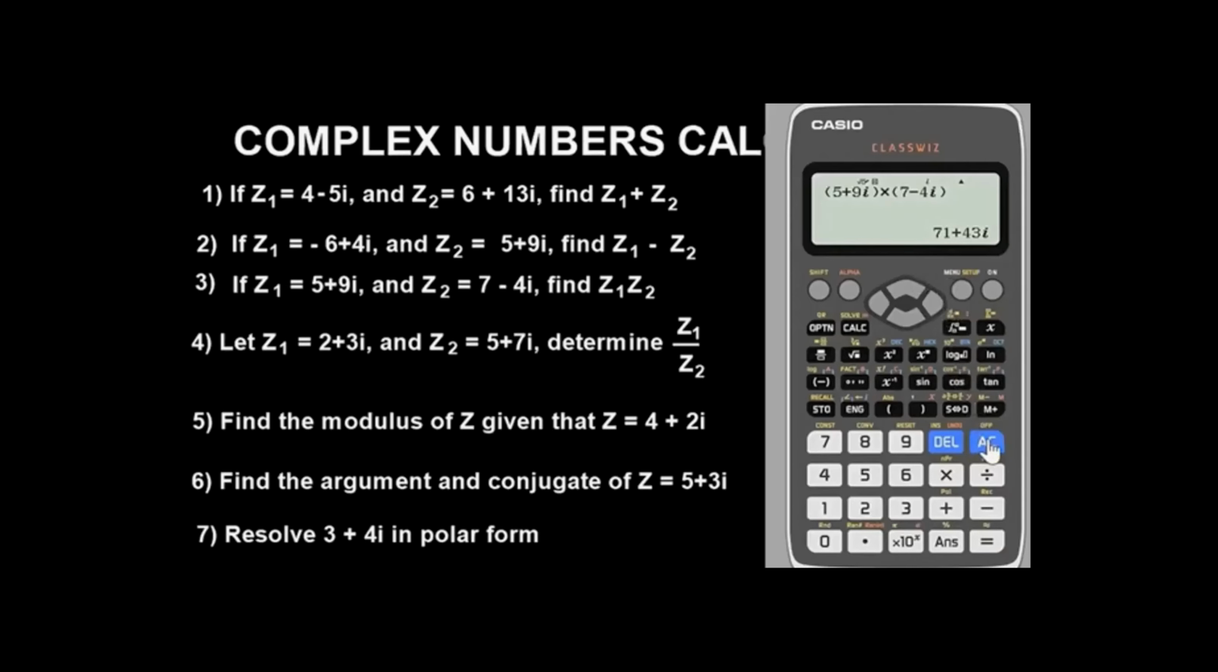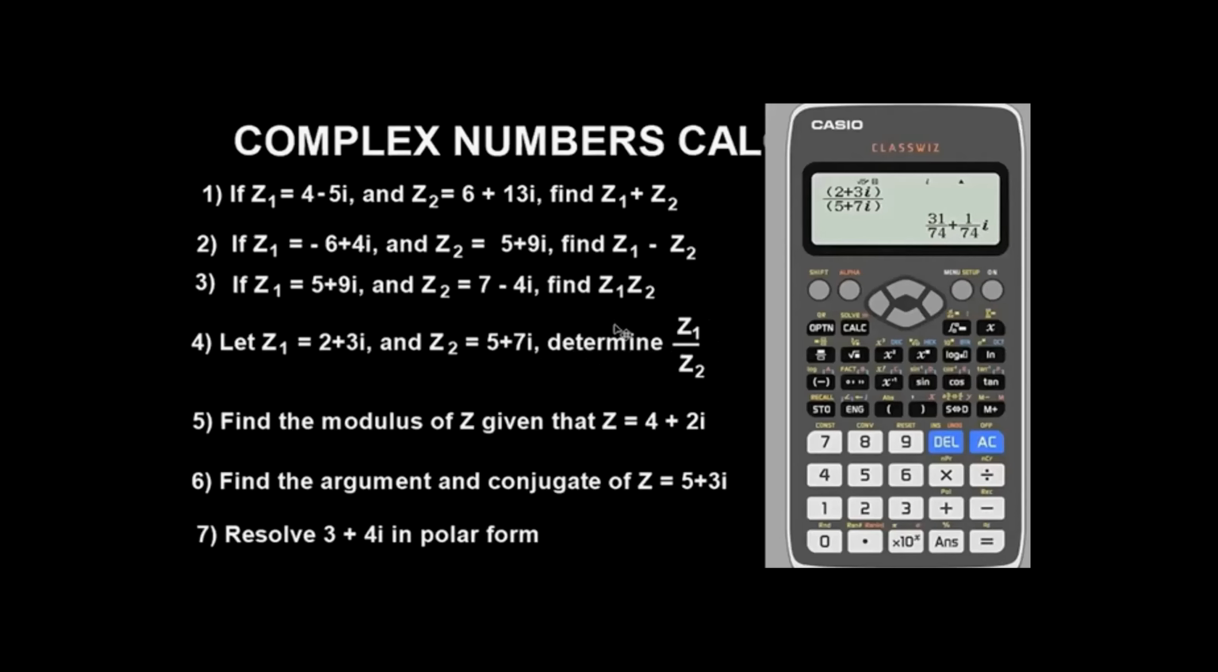Very, very simple. Now question 4 says let z1 to be this and z2 to be this, determine z1 over z2, that division, guys. So you can put it in brackets. So we have 2 plus 3i for z1. Okay, go down. We have z2 to be 5 plus 7 what? I. Okay, so press equal to now and see what you're going to get. Okay, so this is the answer. That's 1 over 74 plus 1 over 74i. So guys, this is the answer for the division.